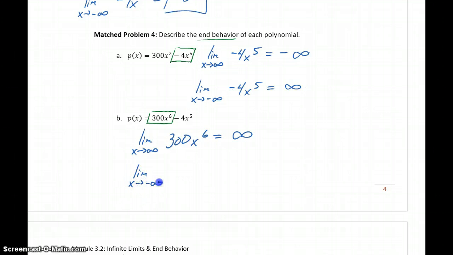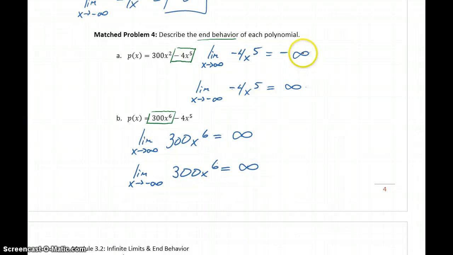We consider the limit as x approaches negative infinity of 300 x to the sixth. We're taking negative numbers, plugging those into x to the sixth. That even exponent is going to make those values positive, so that part's heading to positive infinity times a positive 300 is equal to positive infinity.